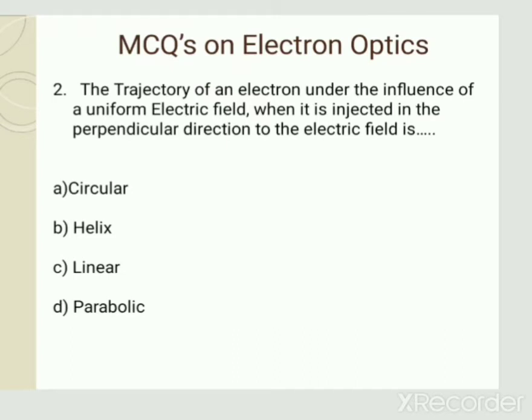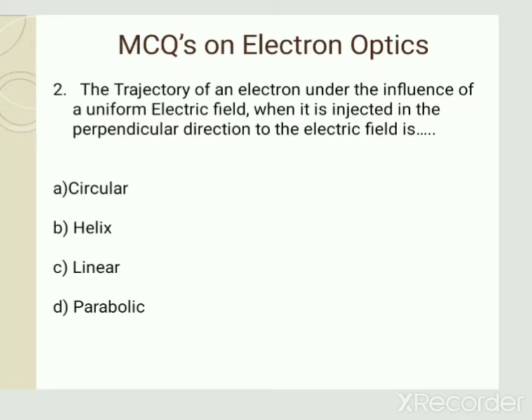Second question is the trajectory of an electron under the influence of a uniform electric field when it is injected in the perpendicular direction to the electric field is. The question is same as the previous one, but in this case, instead of magnetic field, electric field is there. So when the electron enters in perpendicular electric field, electron follows a parabolic path. So the correct answer of this question is option D, that is parabolic.